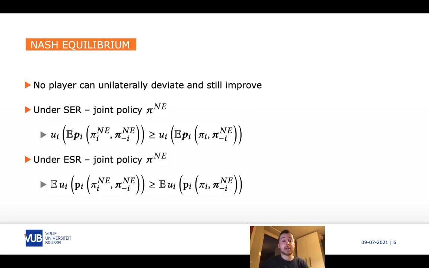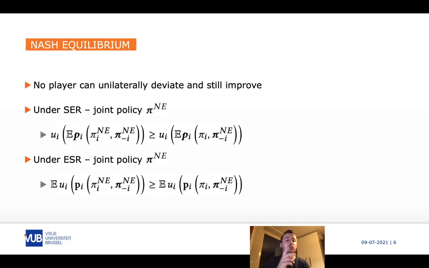It happens when no player can unilaterally deviate from the joint policy and still improve. And we can define it actually in terms of SER and also in terms of ESR. So under SER, it is a joint policy from which no player can unilaterally deviate and still improve the utility of their expected returns. Under ESR, however, it is a joint policy from which no player can unilaterally deviate and still improve the expected utility from the returns.